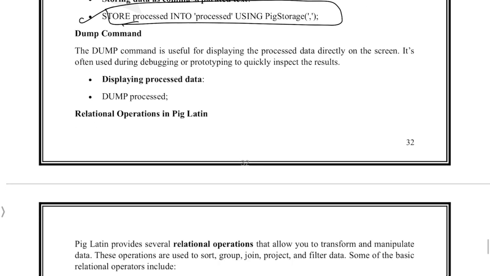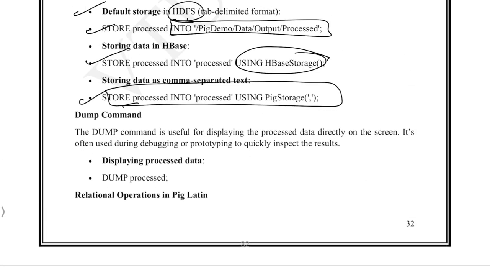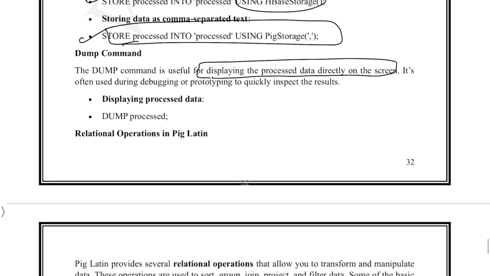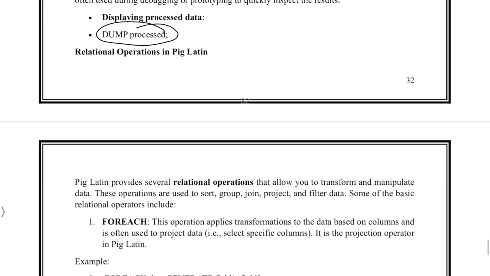That's it. Next is the dump command. The dump command is mainly useful for displaying the processed data directly onto the screen. So what is the command? Dump processed. What are the relational operations in Pig Latin?